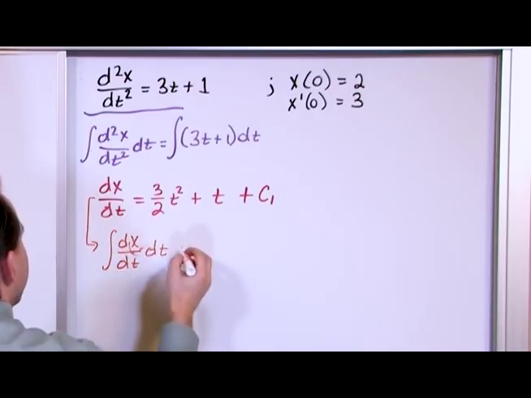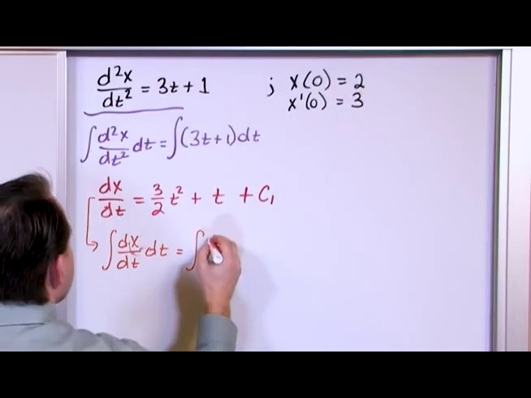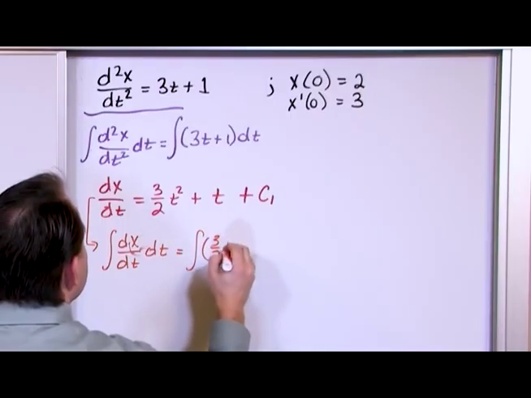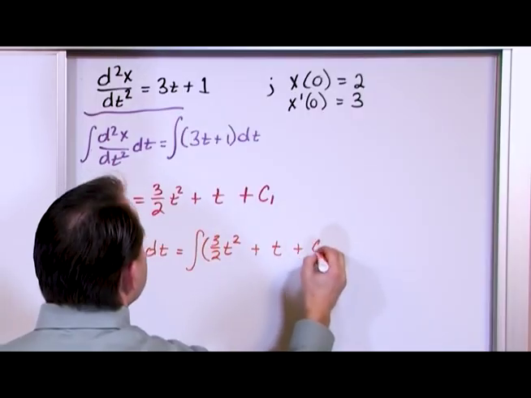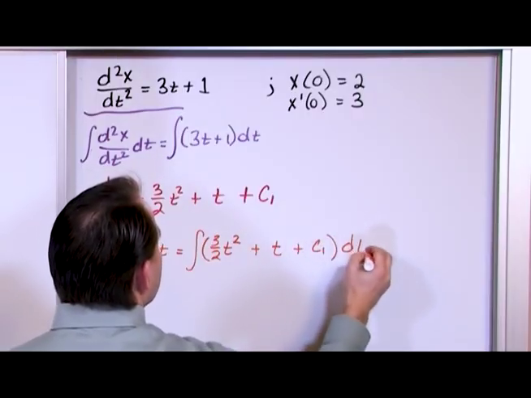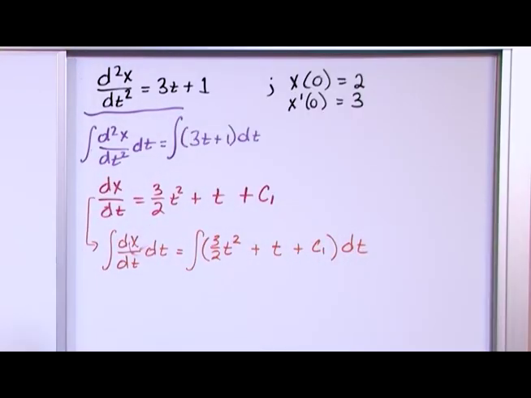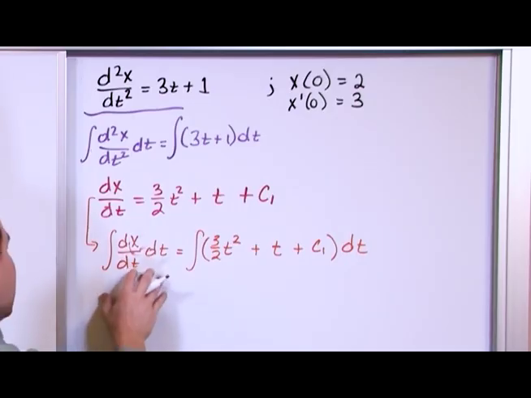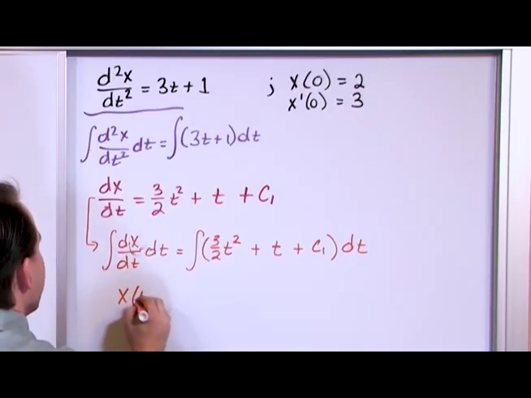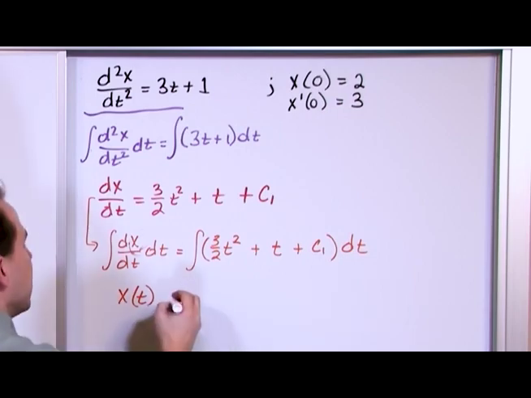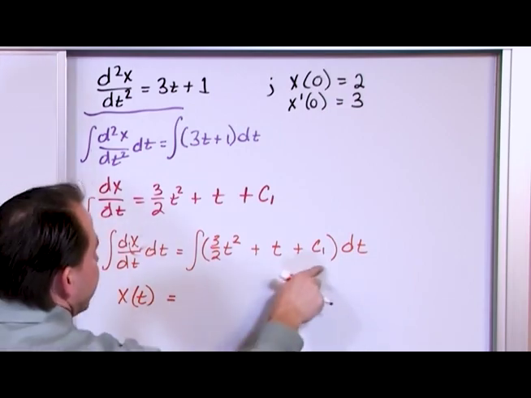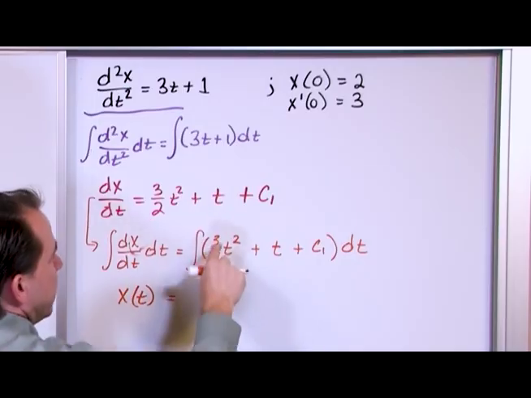And we're integrating with respect to time. And on the right-hand side, we're going to integrate 3/2 t squared plus t plus c1. And it's an integral over dt exactly as it is on the left-hand side. So we're just integrating again, just like we did for f is equal to ma. On the left-hand side, we're just going to get back our function that we're actually trying to calculate, x. We know it's a function of time. And on the right-hand side, you need to do this simple integral. It's a nice polynomial integral.